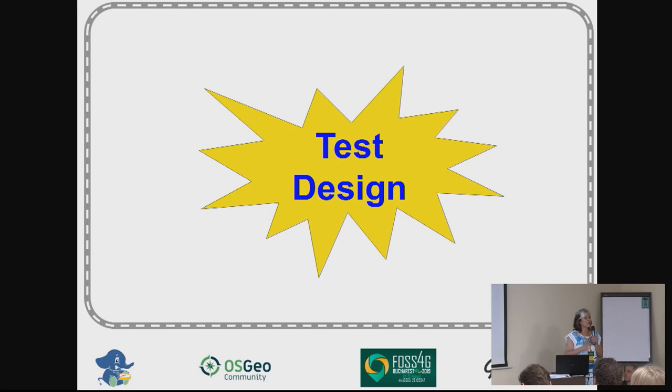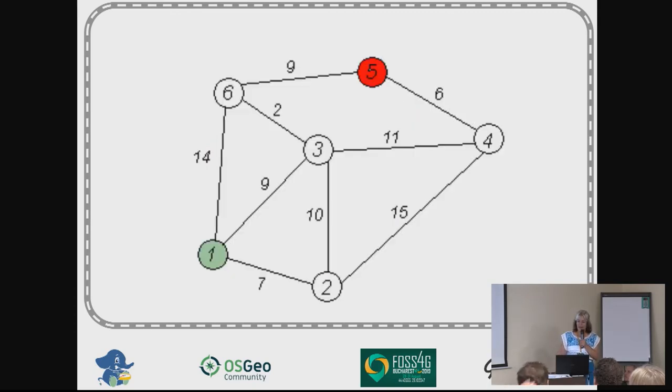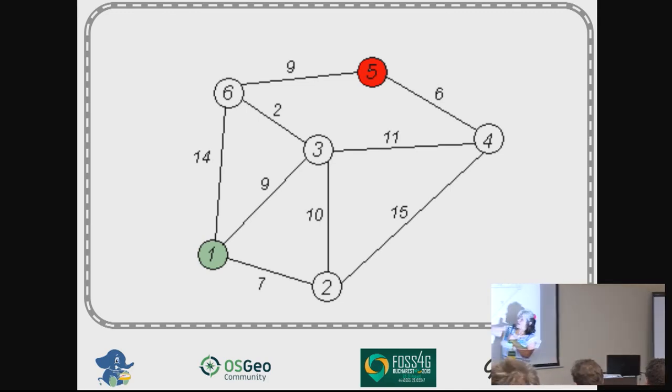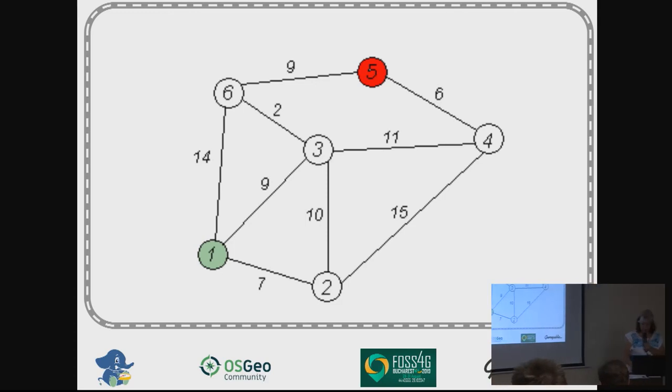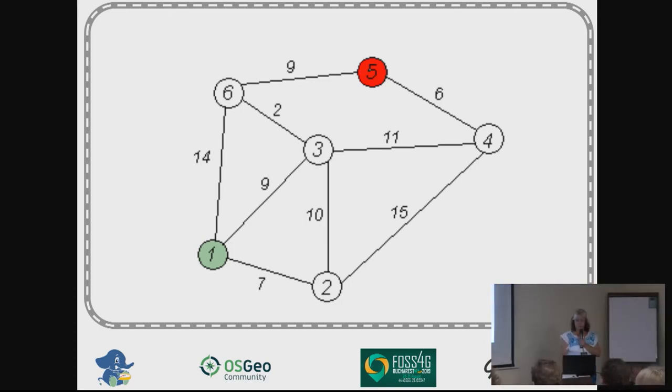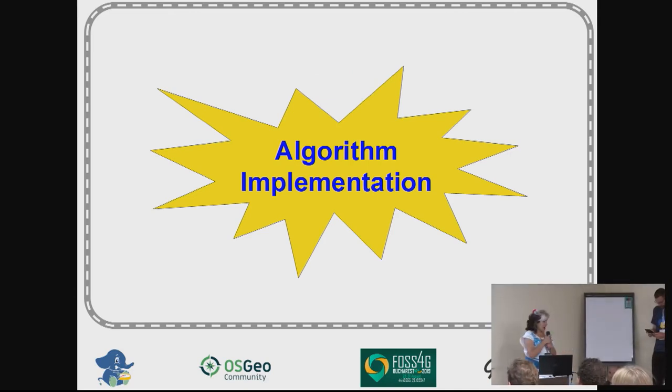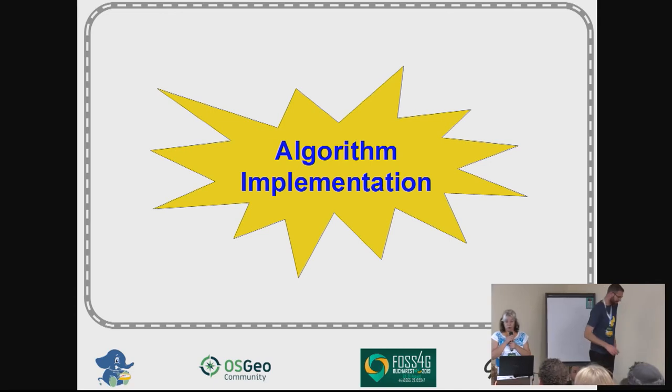So we find our very amazing theory, and we need to make a test. So we have to design a test. And in this case, this is the design. I made a new slide that is not here, but the expected result is to go from 1 to 3 to 6 to 5. That's the shortest path for this data that we have. So we're going to implement our algorithm. And for doing that, very carefully.